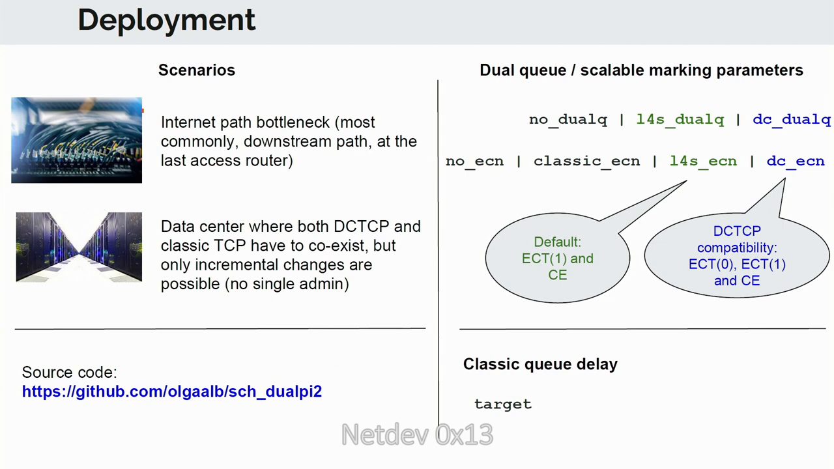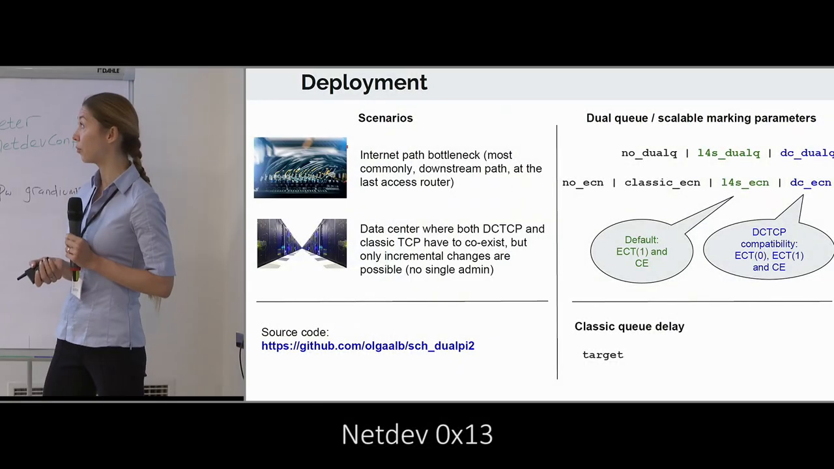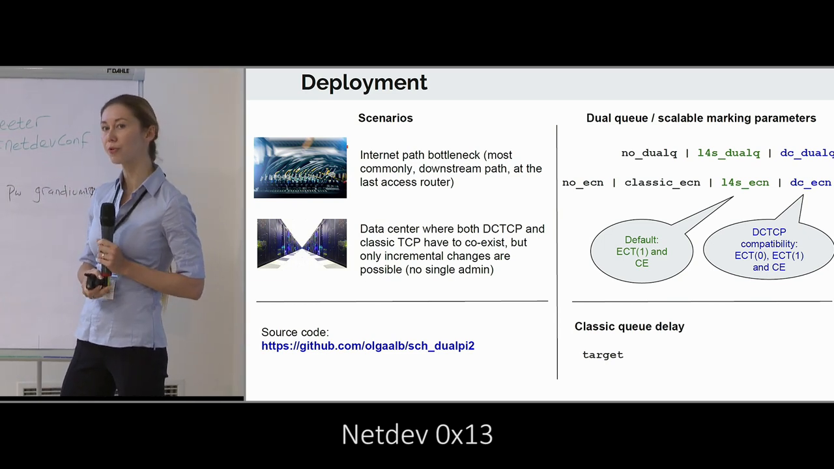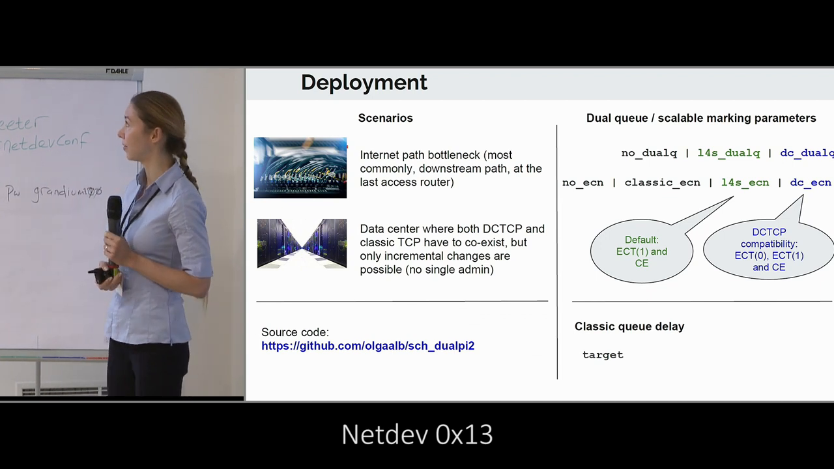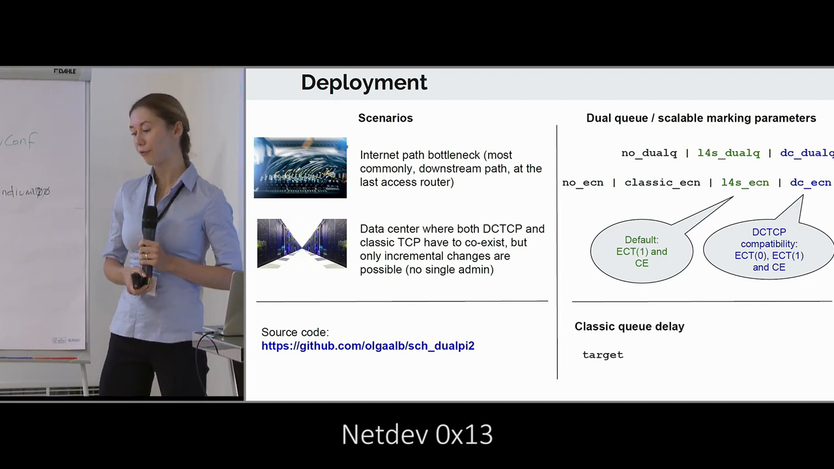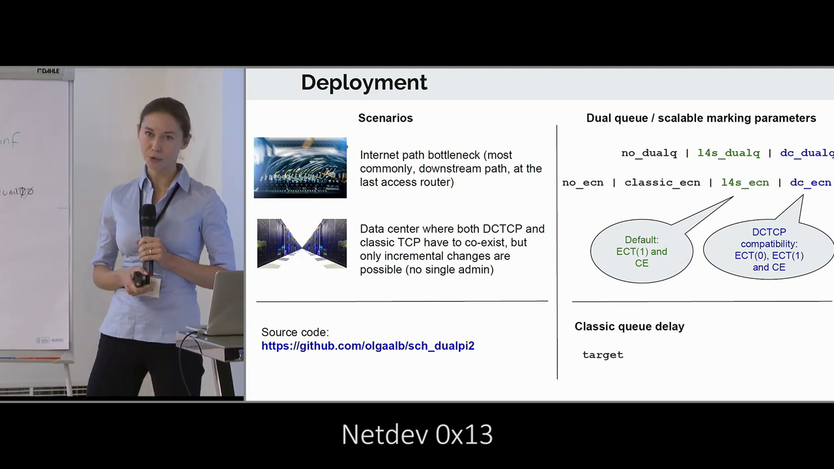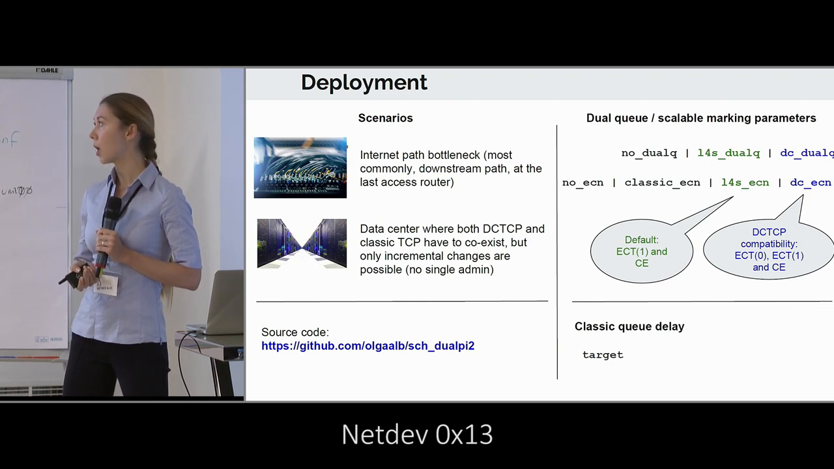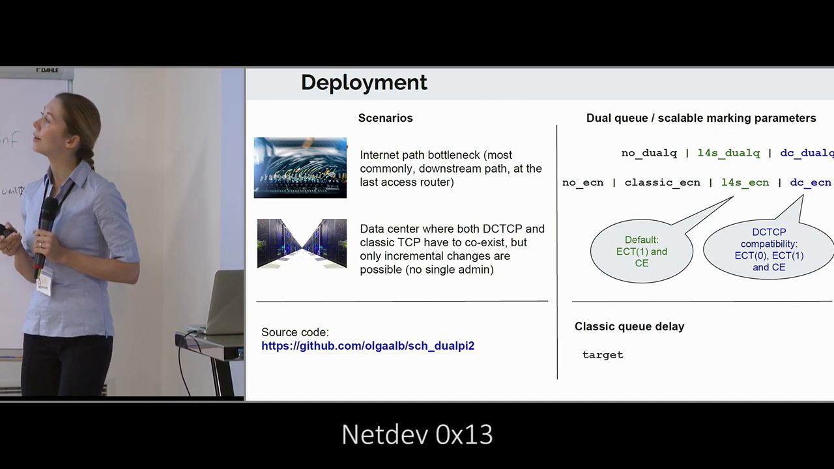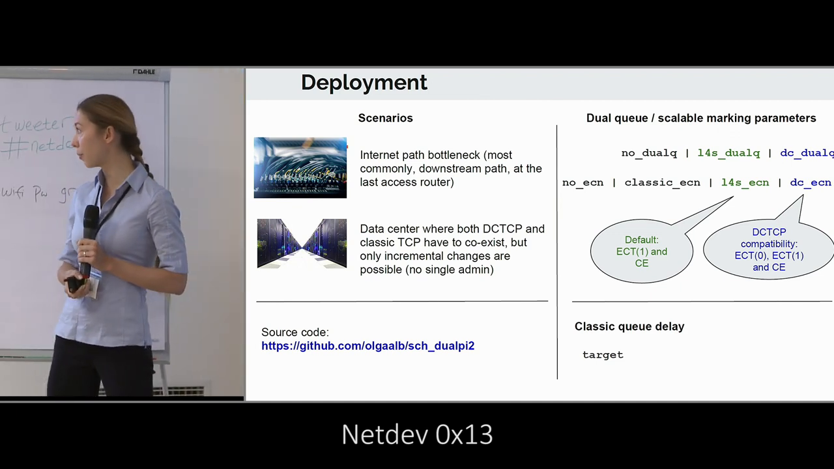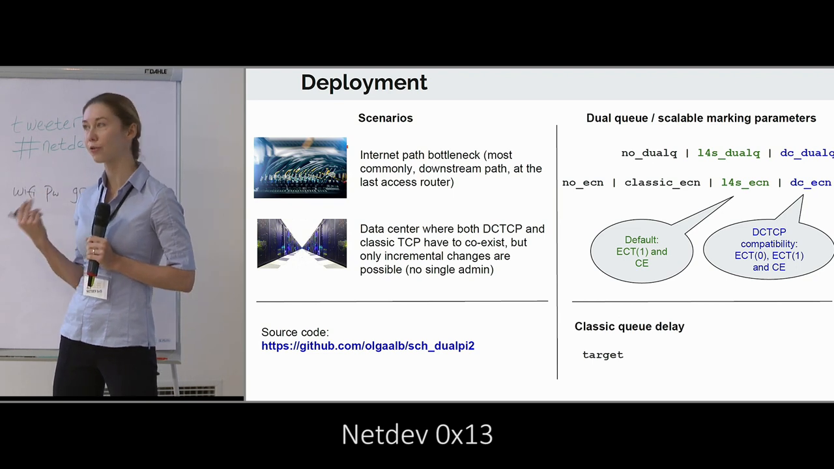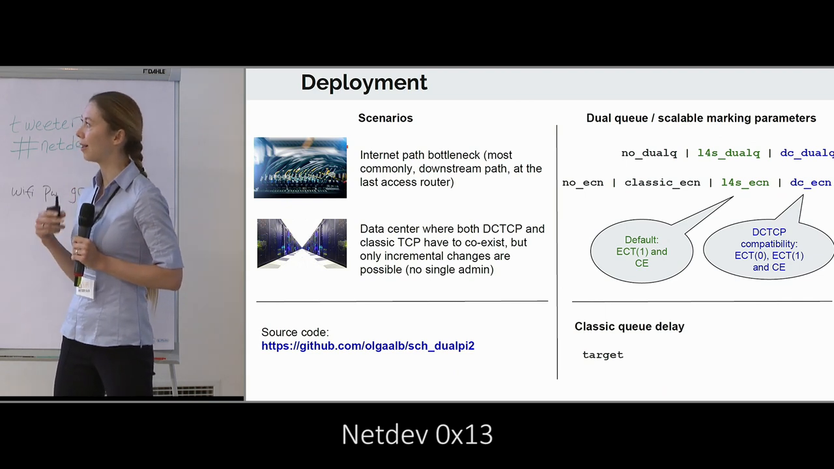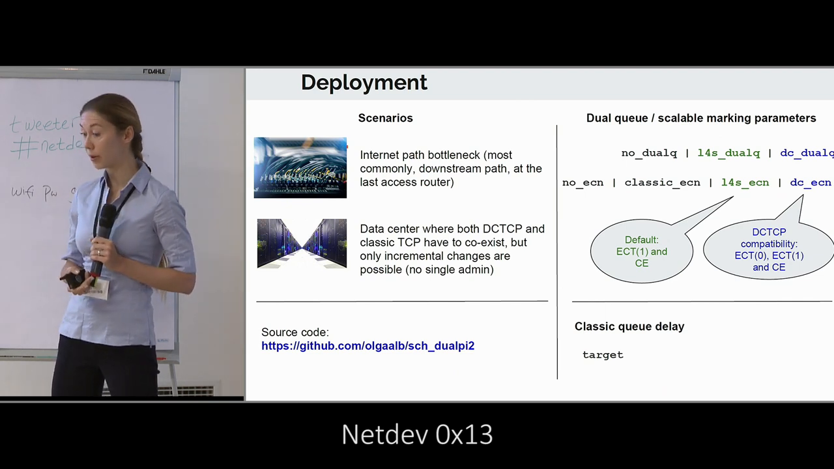And if DualPI2 is used with DCTCP, it has to use the DCTCP compatibility parameters, which are DC Dual Q and DCCM. And if Scalable Congestion Control uses DCT1, then it will just work with default parameters, so nothing has to be changed. And there is a more detailed explanation of the parameters in the GitHub repository, which I inserted the link to here. So you can download it from there and read the README file which explains what the parameters are used for.